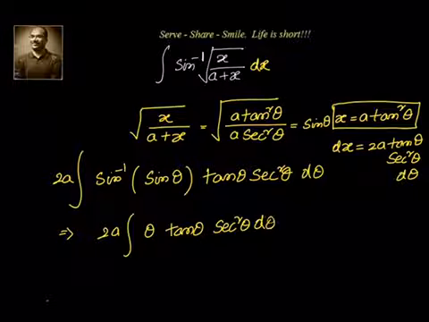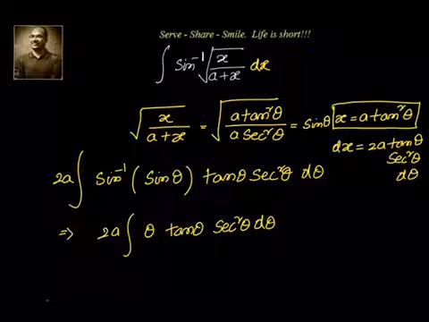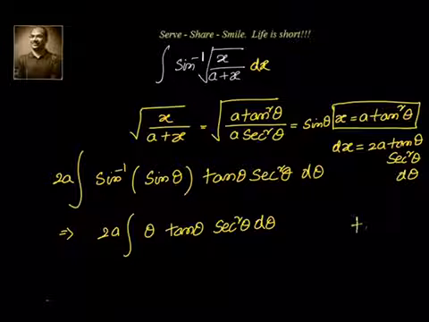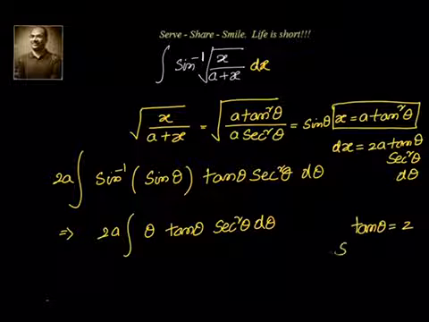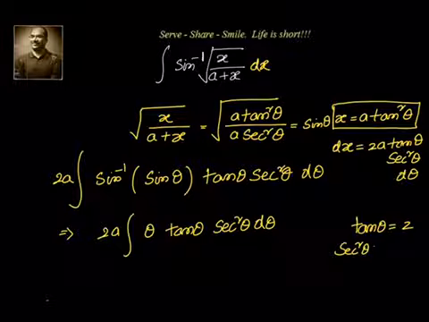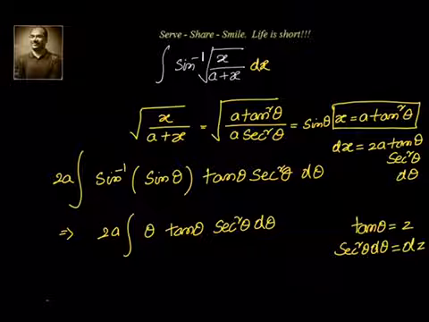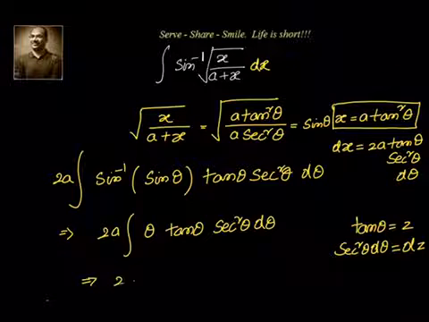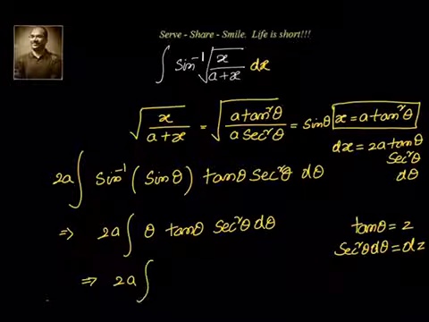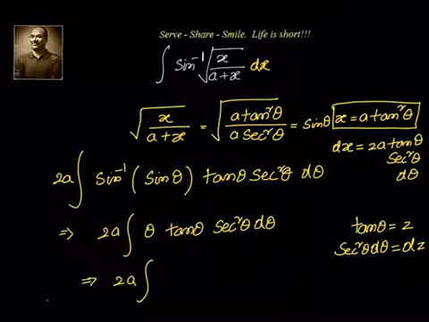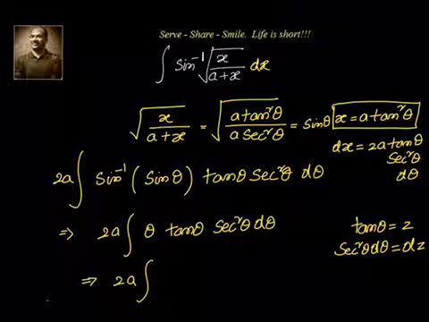Now if you take tan theta equal to another variable, let us say z, then we know that secant square theta d theta will become dz. That means the problem will become simple. From 3 variables will come down to 2 variables. So let us write down that 2a d theta. We know secant square theta d theta equal to dz.